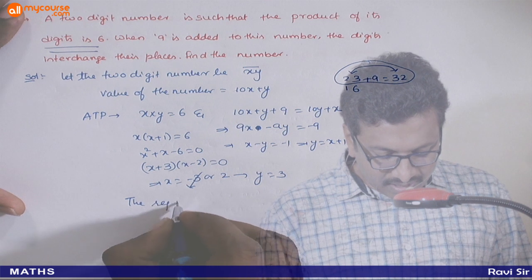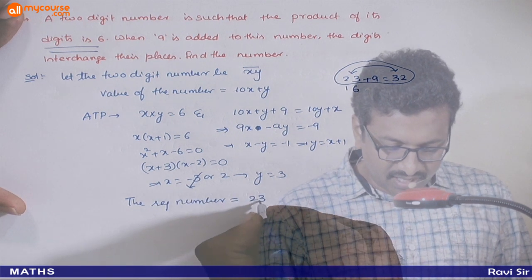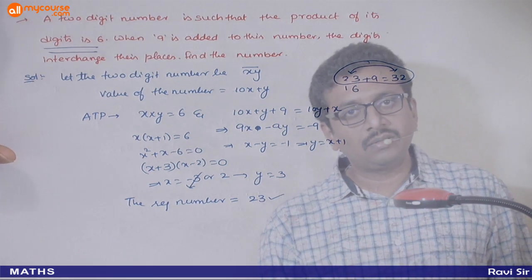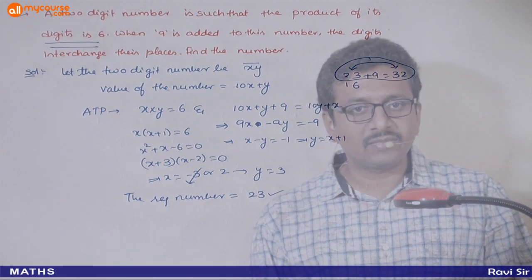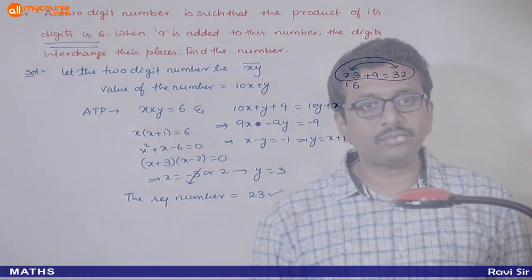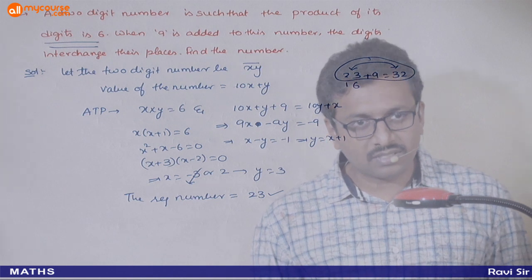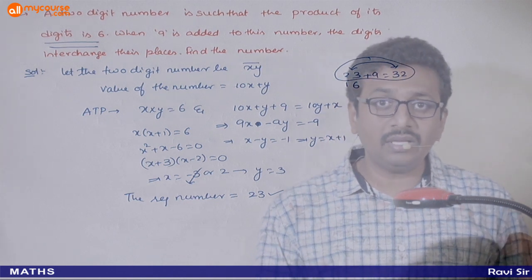The required number is equal to 23. So derivation हो गया देखिए. So this is the simple derivation of the given question. Is this clear? So let's go to the next question.